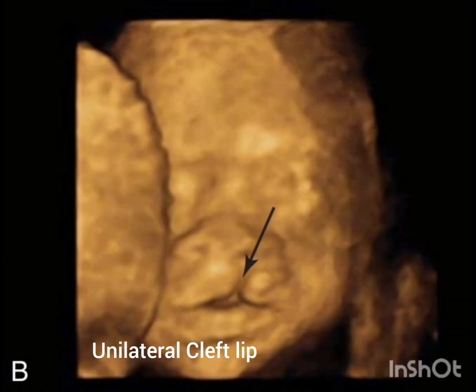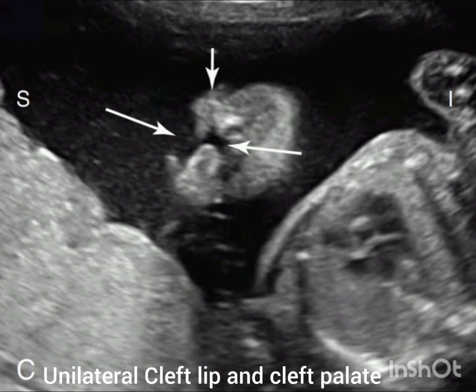The three-dimensional ultrasound confirms this finding, and you can see the cleft upper lip indicated by the black arrow. In this image, there is a unilateral cleft lip and a cleft palate. The coronal image of the nose and the lip reveals a large defect indicated by the long arrows in the upper lip and nose.